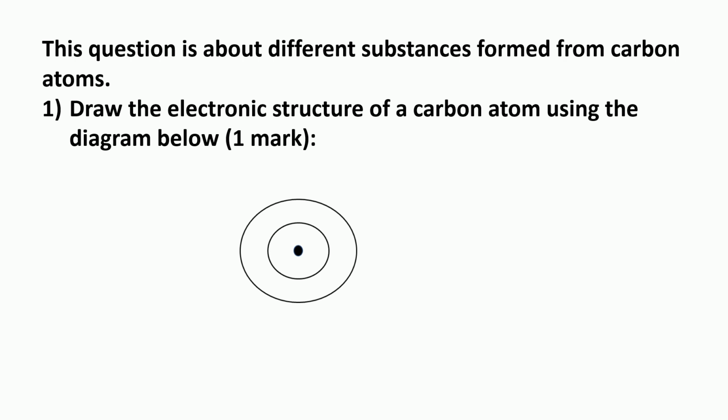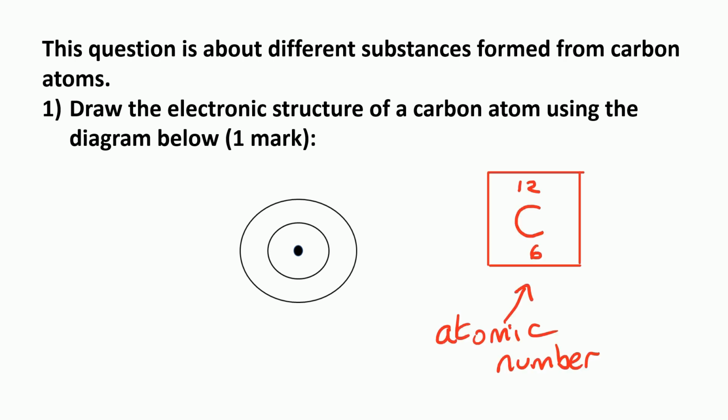So first of all, we'll look for carbon on the periodic table and we can see it's got an atomic number of 6. That means we need to draw 6 electrons. So we can put 2 electrons on the first shell and then that's full, and that leaves us 4 electrons to go on the second shell.